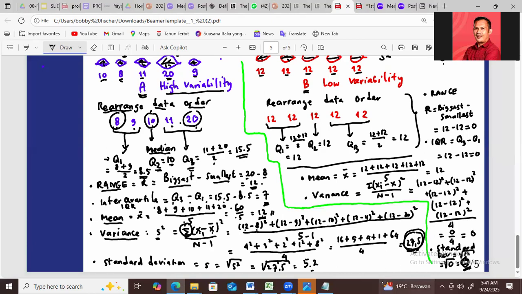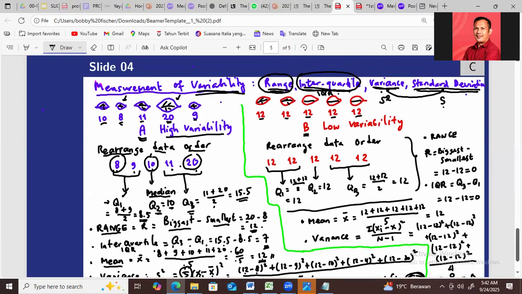After we get the variance, S squared, finally we can calculate the standard deviation, which is the square root of the variance. You take the square root of 27.5, and finally we have 5.2 as the standard deviation of the data. I hope it's clear enough for you.